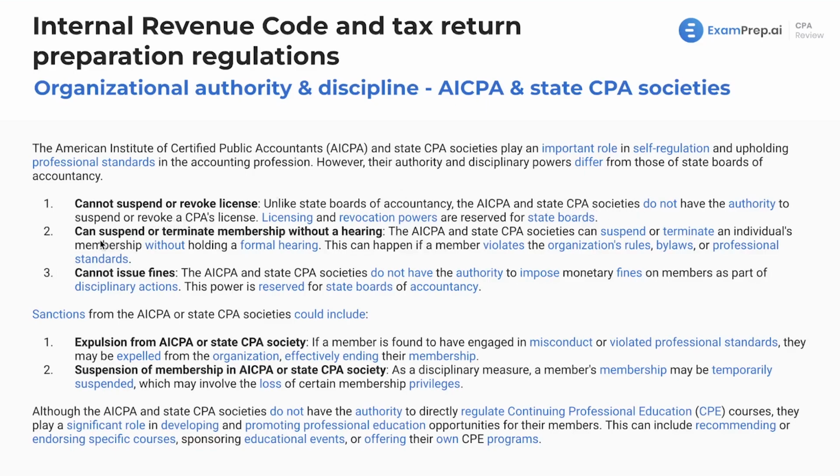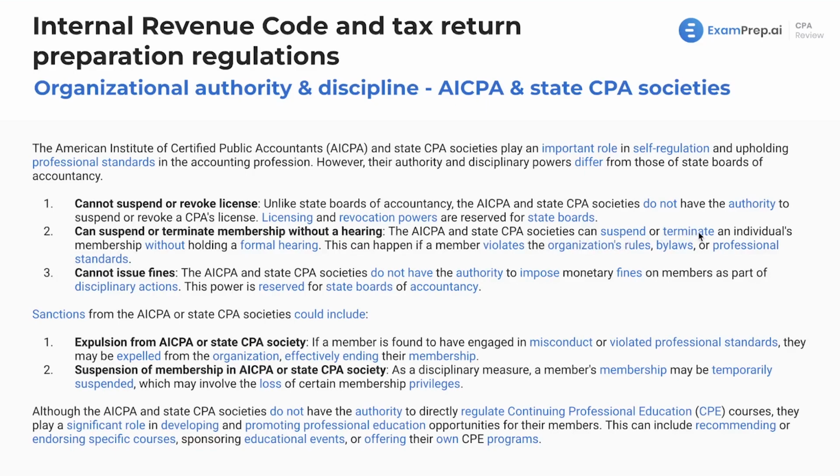Now, what they can do, they can suspend or terminate membership without a hearing, because what did I say? They're like clubs. Think of them like clubs. And just like if you join any club, they can just say, bye, goodbye, you're out of our club. And is that the end of the world? Probably not. What would be the end of the world, I think, in my mind, is getting your license revoked from the state board. So you can get kicked out of the AICPA and these state CPA societies. Yeah, you're going to bruise your ego maybe a little bit, but also just don't do anything that would get you kicked out. I don't know. Is that too hard? Just making jokes here.